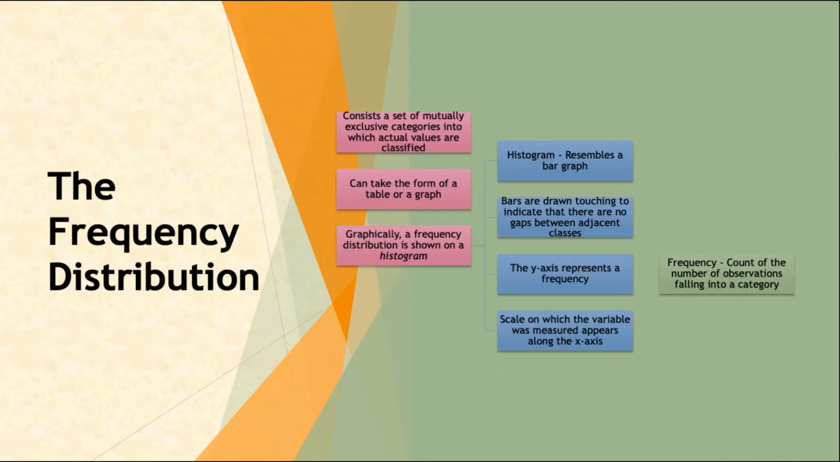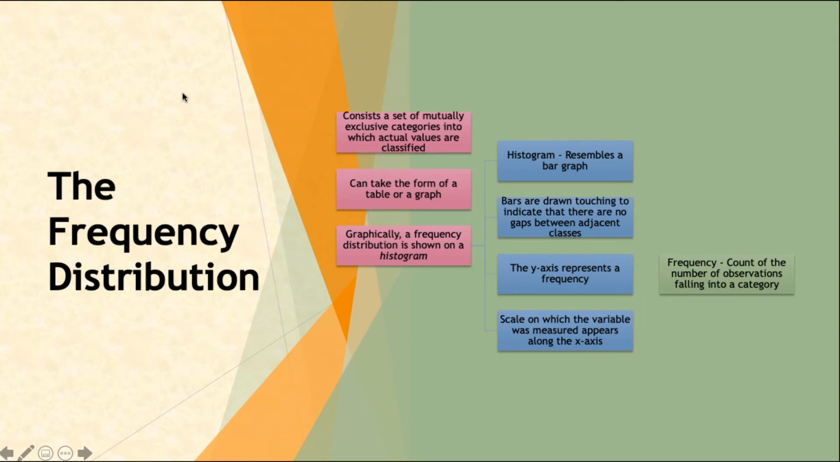The frequency distribution. One of the first steps when analyzing your data is to create a frequency distribution for each dependent variable in an experiment or for each variable in a correlational study.